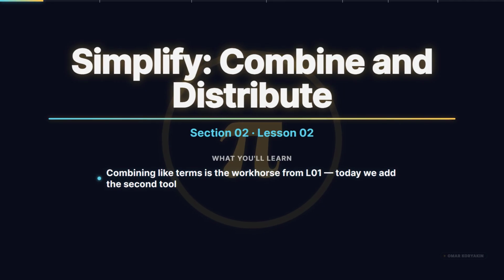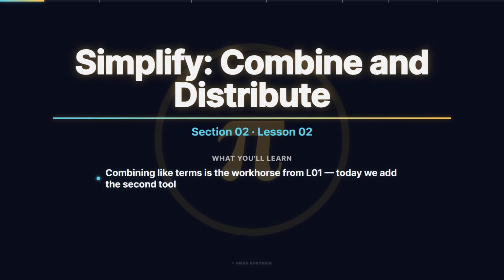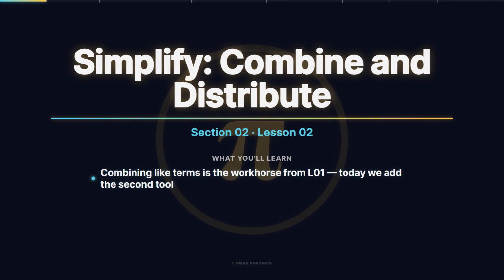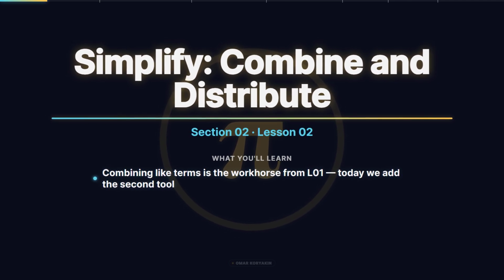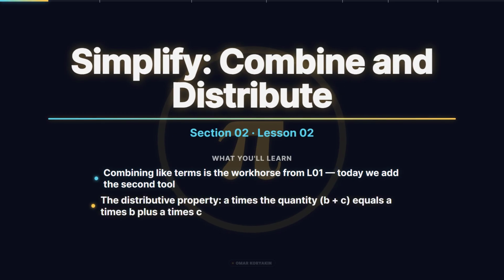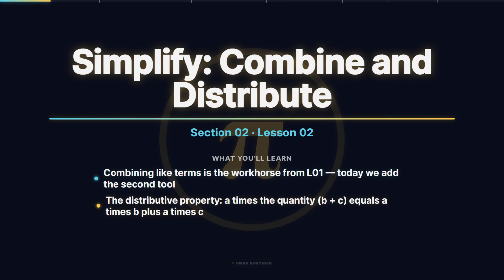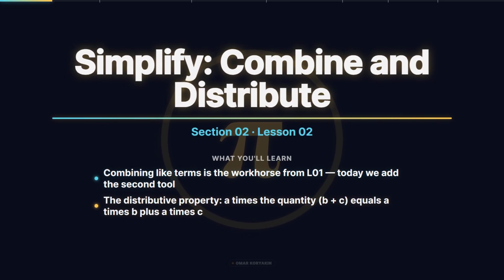The reason combining like terms is so central is that it is the only legitimate way to reduce the number of terms in an expression without changing the underlying value. Every other operation either rewrites or expands, but combining is the move that actually shortens the expression.